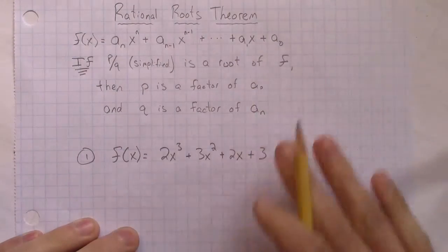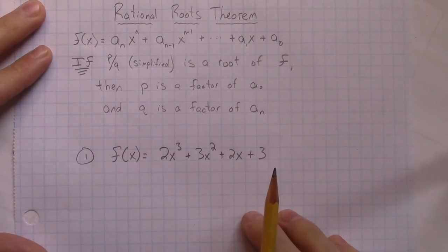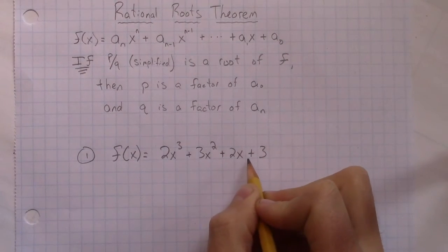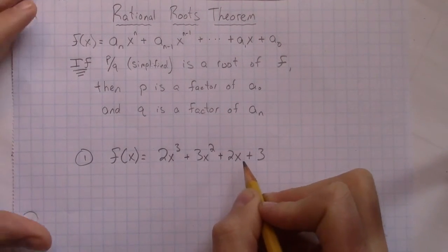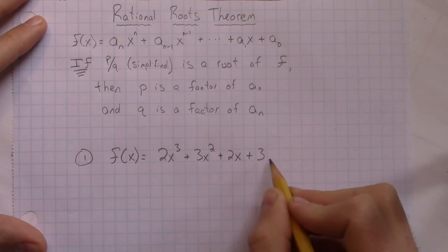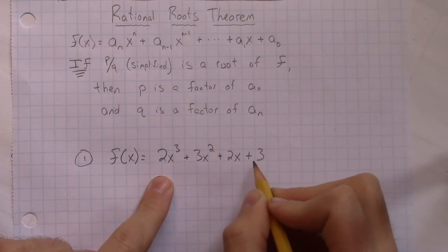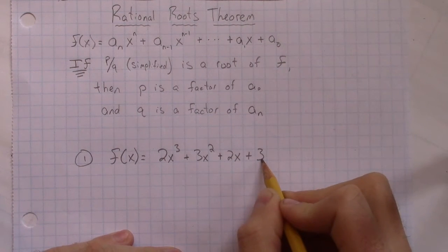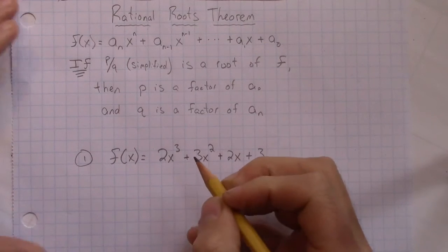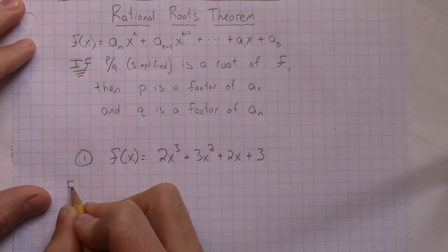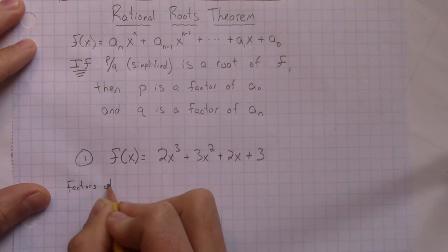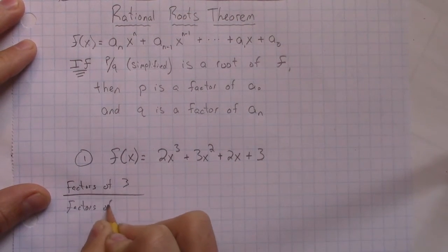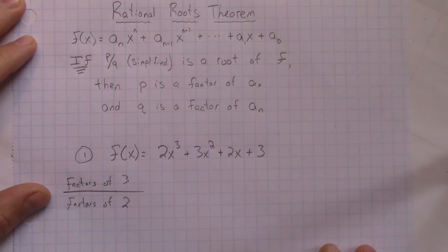So this is part of a bigger problem. Here's the in-between. So let's just look at an example. We've got 2x to the third power plus 3x squared plus 2x plus 3, okay? So what I'm going to try to do is, if there's a rational root of this, P over Q, I don't know what it is, then the top number, P, is going to be a factor of this number, and Q is going to be a factor of this number, all right? So let's just list all the factors of 3 over factors of 2, all right? That's all we're going to do.